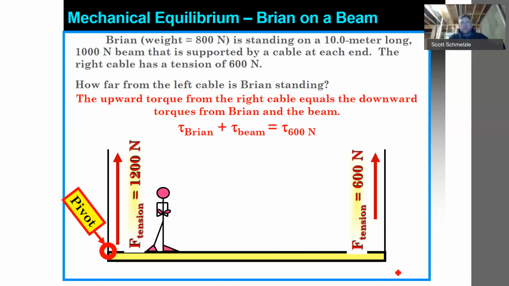So what we start to see is what are our torques that we're acting here, right?